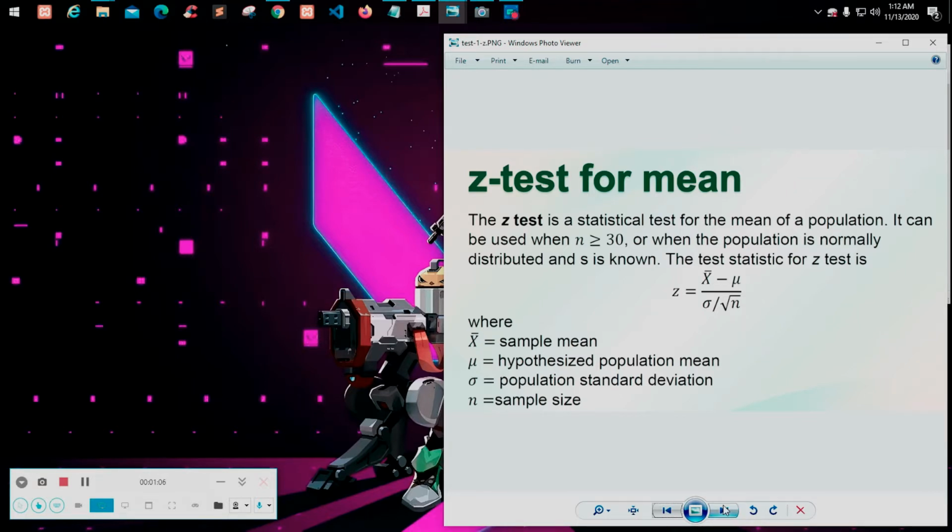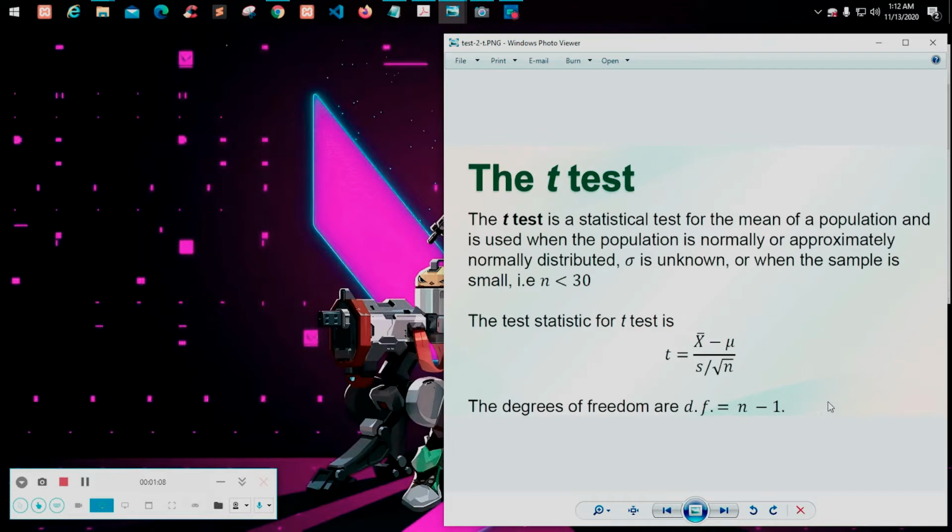Next, we have the t-test. So for the t-test, same with z-test, it is a statistical test also for the mean. And it is used when the sample is small, or we can say it is less than 30, and the population standard deviation is unknown or it's not given to us.